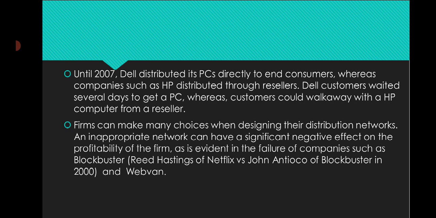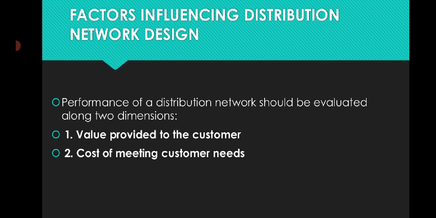Until 2007, Dell distributed its PCs directly to end consumers, whereas companies such as HP distributed through resellers. Dell customers waited several days to get a PC, whereas a customer could walk away with an HP computer from a reseller. Firms can make many choices when designing their distribution networks. An inappropriate network can have a significant negative effect on the profitability of the firm, as is evident in the failure of companies such as Blockbuster and Webvan.